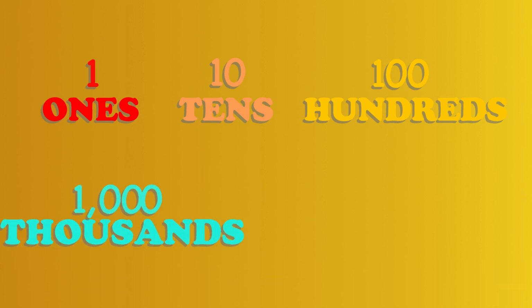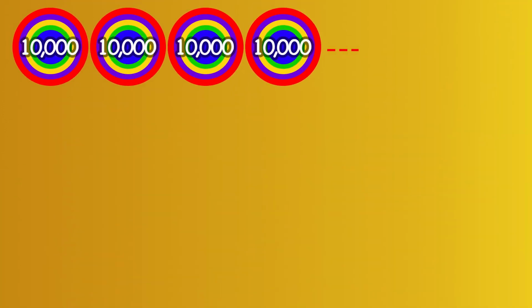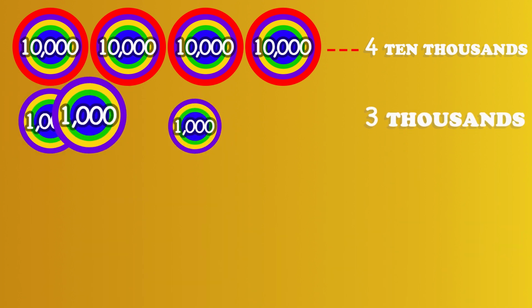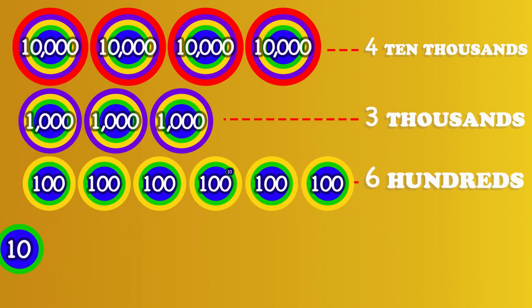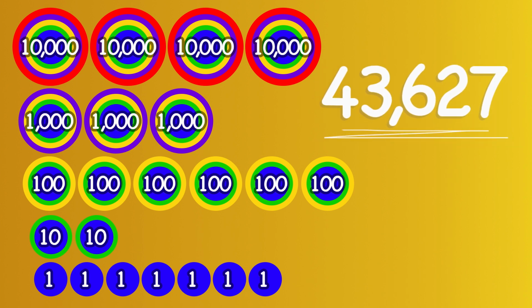Let's count the ones, tens, hundreds, thousands, and 10,000s in this chart. Ready? 4 10,000s, 3 thousands, 6 hundreds, 2 tens, 7 ones. Let's see what the answer is. It's 43,627.